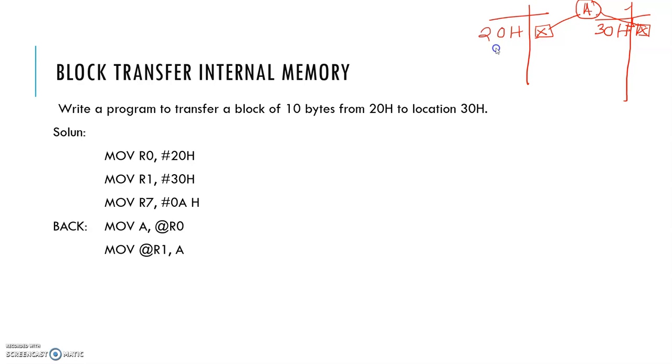Next we need to take the data from the next location. The source is pointed by the register R0, which is now pointing to location 20 hex. To take the next data, R0 should point to the next location, that is 21 hex. So to point R0 to 21, we increment R0. When we increment R0, the content of R0 becomes 21, that is increased by 1. We need to increment R0, and the destination should also be incremented to 31 hex.